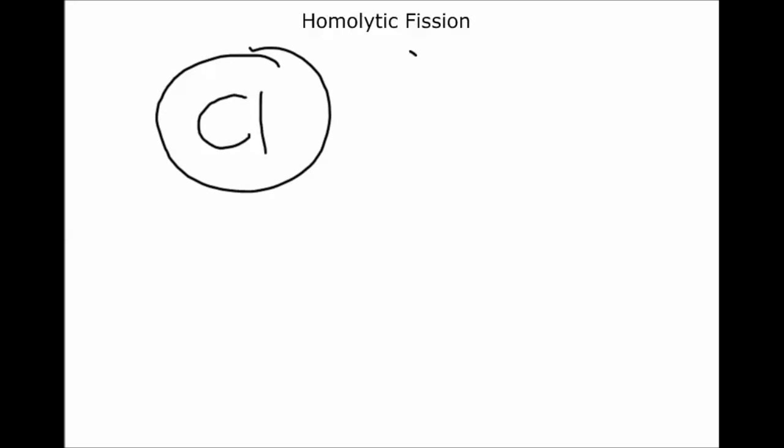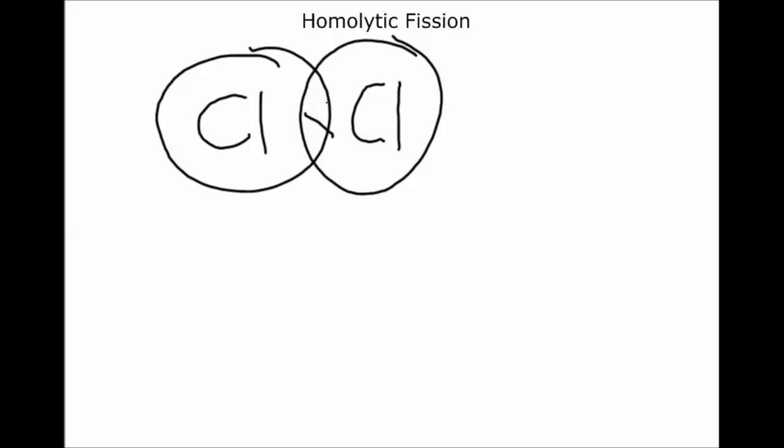So, in homolytic fission, we're going to start by looking at an atom of chlorine. If we remember, we draw a dot and cross diagram. Chlorine having 7 electrons in the outer shell just needs one paired with another chlorine atom to make a chlorine molecule. One covalent bond just being the shared pair of electrons.